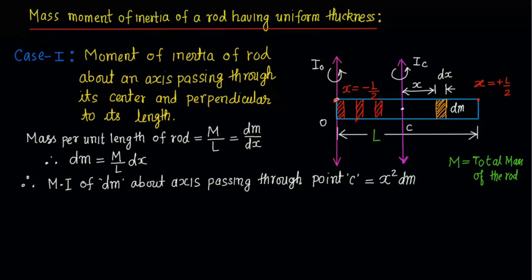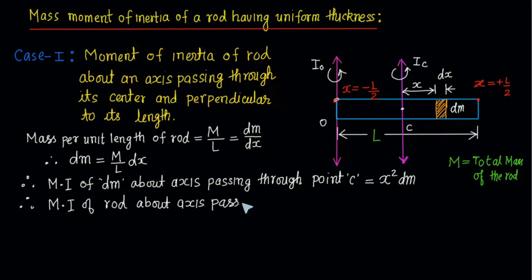So this procedure is called integration. Therefore I can write down the moment of inertia of the rod. So now, instead of small dm, I am writing the full rod. So the moment of inertia of the rod about the axis passing through the center of mass, or passing through point C, here I am going to integrate this quantity like this. So x square dm will be integrated.